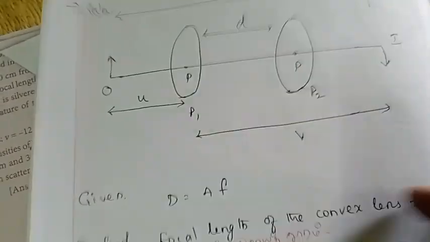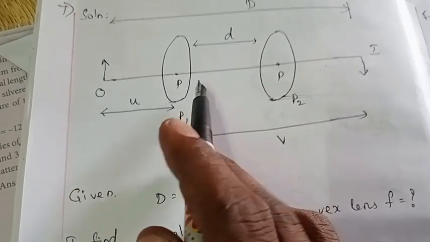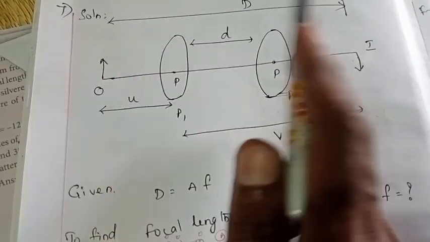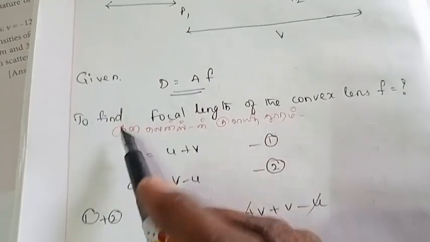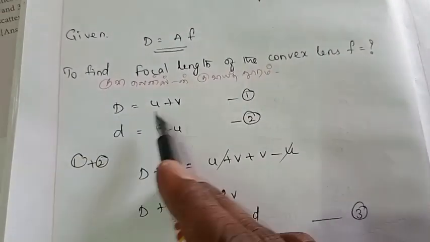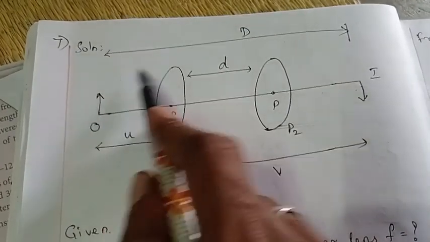Okay, so very simple. They are asking that if the distance D between object and the screen, so capital D is between the object and the screen, okay, this one, the screen is greater than 4 times the focal length, right? So they are asking to find the focal length of the convex lens. Capital D is equal to u plus v, object distance and image distance. So u plus v, that's it.